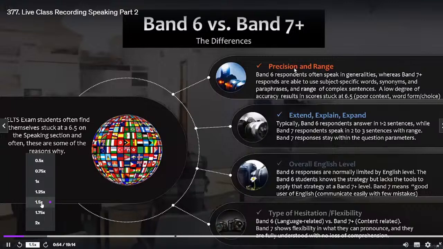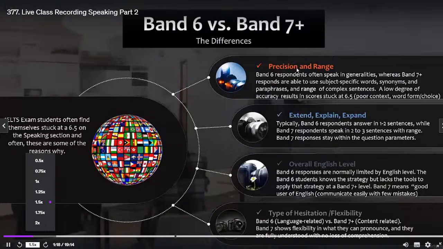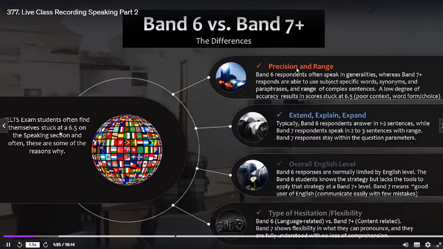To be able to score 7, 8, or 9, you have to show a range. And when I talk about range, I'm specifically talking about your vocabulary and your grammar. You show range in vocabulary by using subject-specific vocabulary, synonyms, and paraphrasing. You show range in your grammar by being able to speak in compound, complex sentences, conditional sentences, and being able to use cohesive devices.